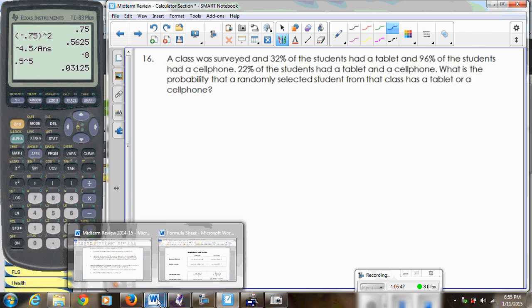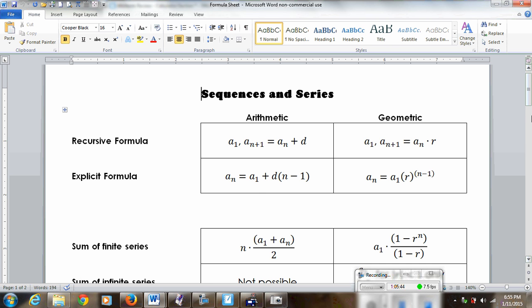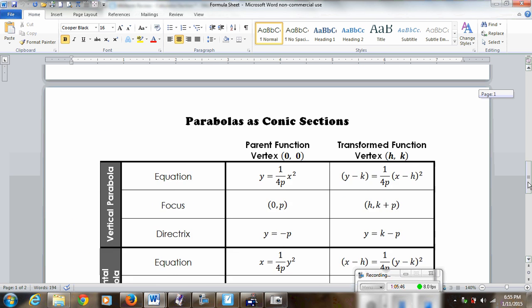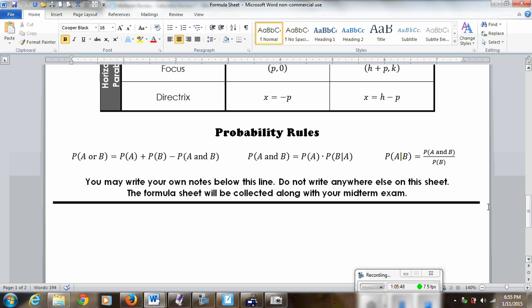So this is where you can look at your formula sheet, because we've got some probability formulas for you on the second page. What I want to do is look for the probability of A or B. The probability of event A or B is simply the probability of A plus the probability of B minus the probability of A and B, or the probability of both.